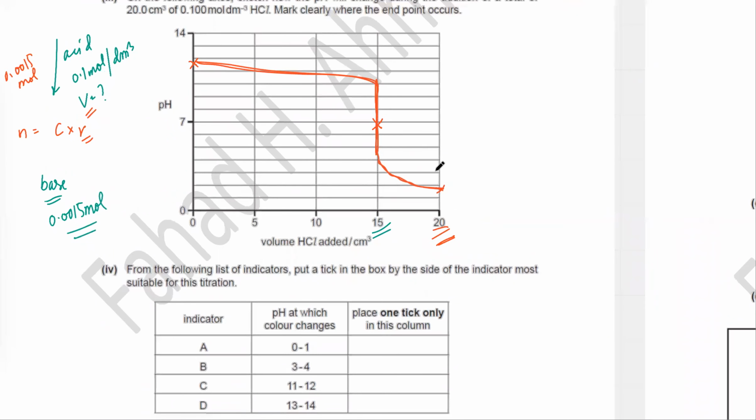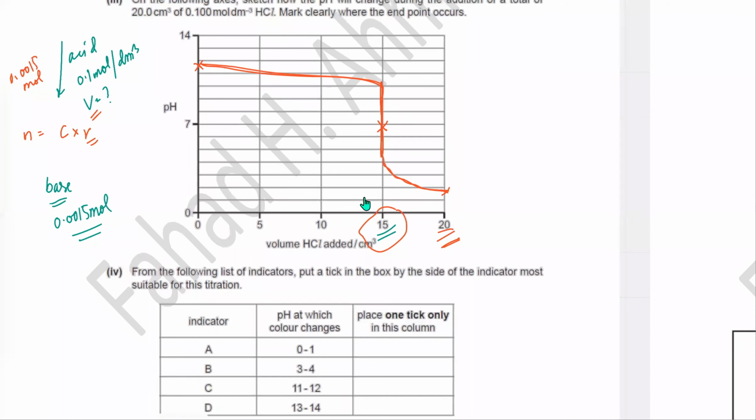So if you have to select the indicator, remember your task was to stop at 15. At 20, you added too much of it. So the whole plan was to stop at 15. The indicator should change color somewhere in these pH ranges. So I think 3 to 4 is going to work. Or is it not going to work? It's probably going to work. 0 to 1 is definitely not going to work. 11 to 12, 13 to 14, I think the closest, over here, I think I should correct this.